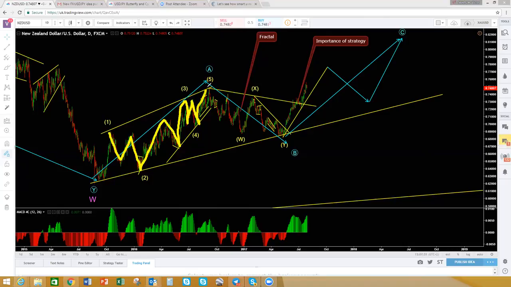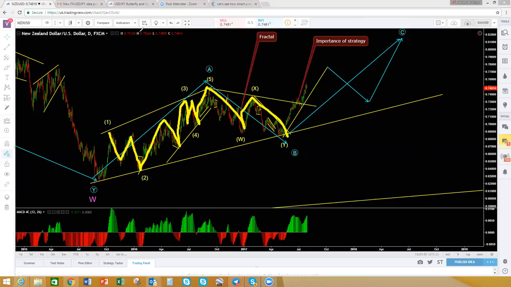We possibly have three subdivisions on wave five as well. So this gives you a textbook 1, 2, 3, 4, 5 leading diagonal in A and then a B. Look at this B here. It's a nice zigzag. So if we had noticed this, we would not have attempted to be selling New Zealand US dollar here.